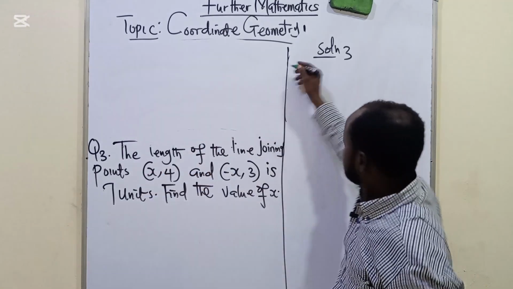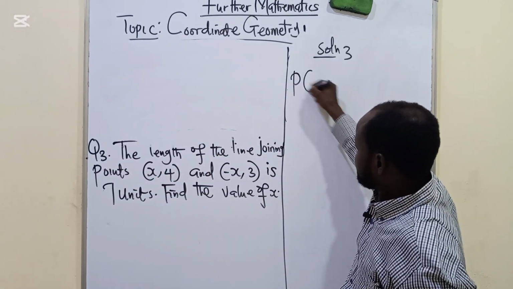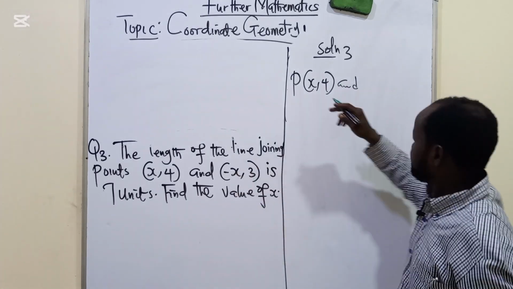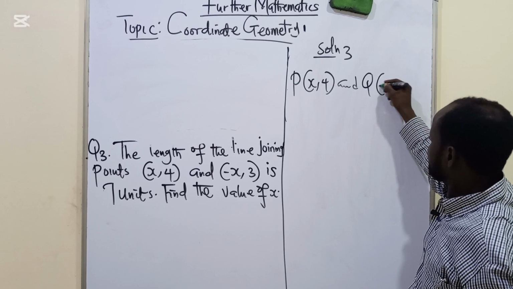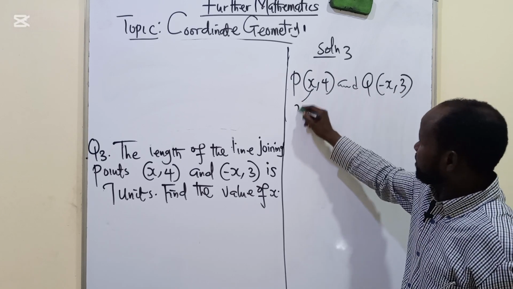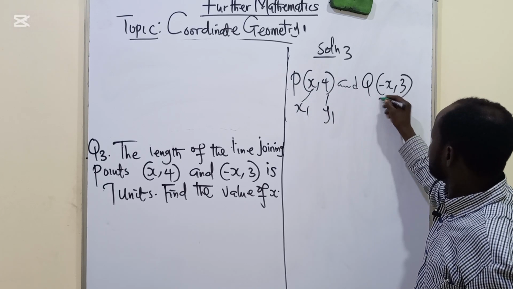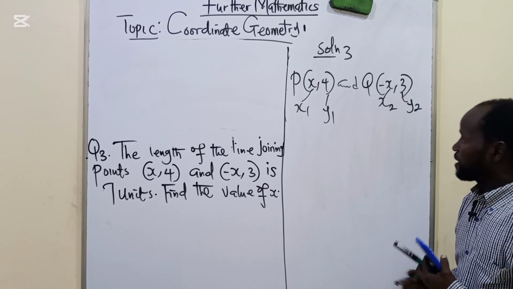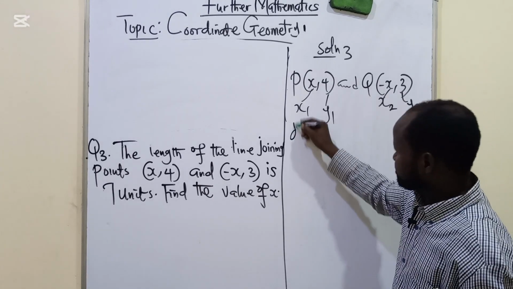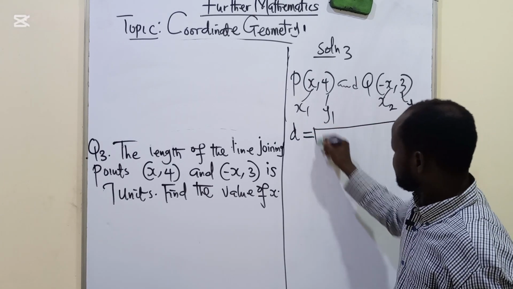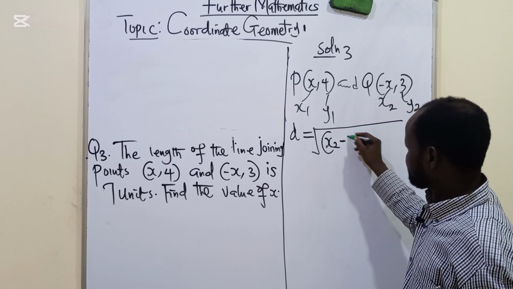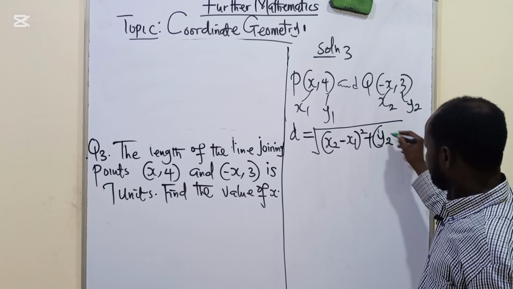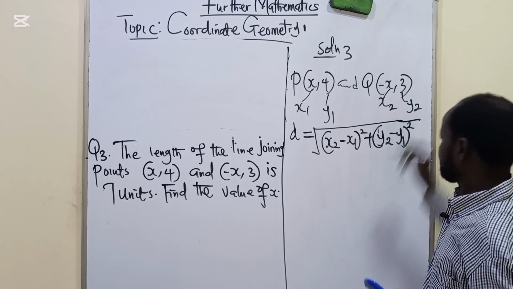Let me name this as P. That will be (x, 4). And let me define this as Q. That will be (minus x, 3). This is x1, y1, x2, y2. Very important: the distance between 2 points, the formula is d, which is the distance, equals the square root of x2 minus x1 all squared plus y2 minus y1 all squared.